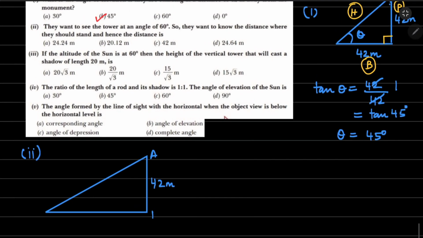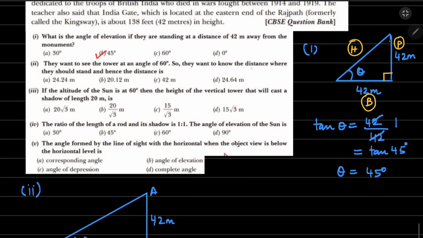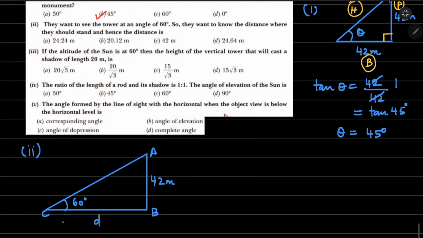Let it be your A, B and C. They want to see the tower at an angle of 60 degree. So they want to know the distance where they should stand. That means this distance they don't know, this D. How far should they stand in order to be able to view the tower so that the angle of elevation is 60 degree? So again, it's the same thing here. This happens to be your perpendicular, hypotenuse and base.